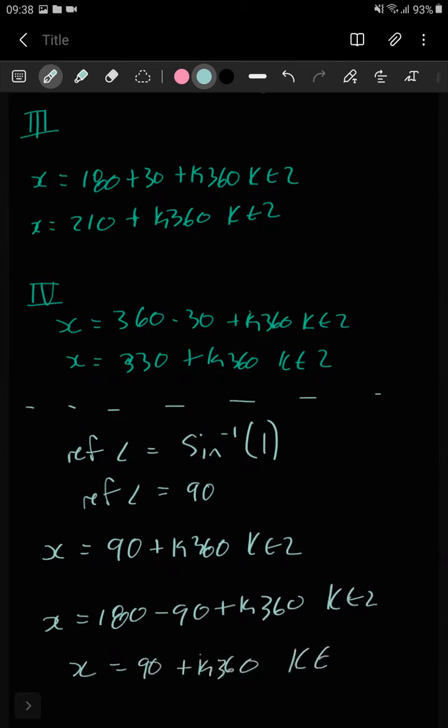So you're saying that for the first quadrant, you just leave the reference angle as is. You don't have to use your 90 minus. You don't have to do anything if it's in the first quadrant. Okay. So that's that for this question, right?